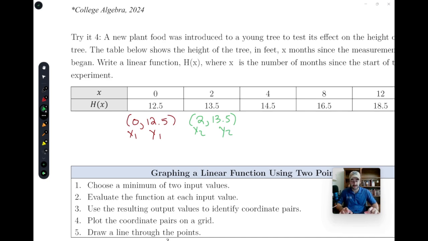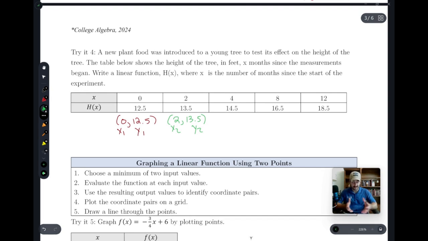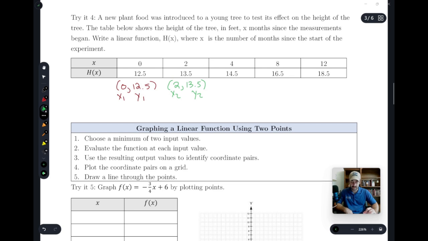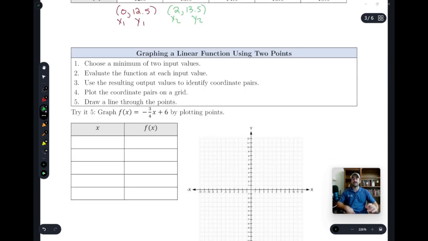The key fact there is remembering that a table is just a bunch of points. That table is just 5 points on that line. Cool? Awesome. We're going to hop down to graphing now.